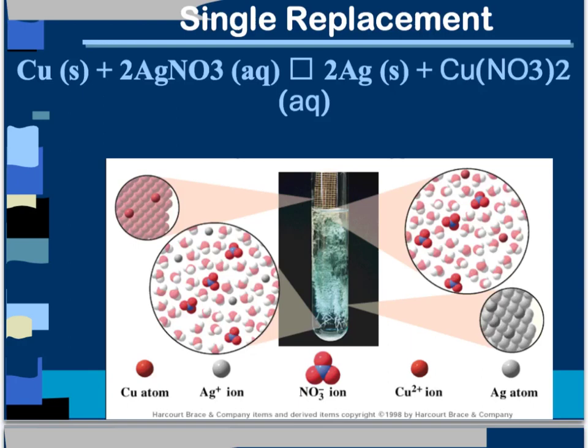A classic example of a single replacement reaction is we have copper and we have silver nitrate. The copper displaces the silver, leaving silver by itself. The copper now has attached itself to the nitrate.